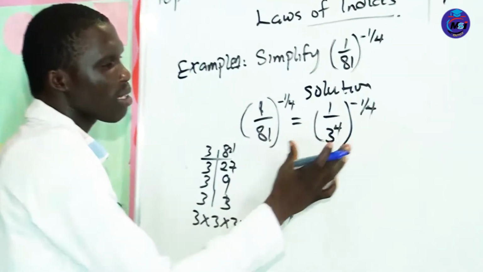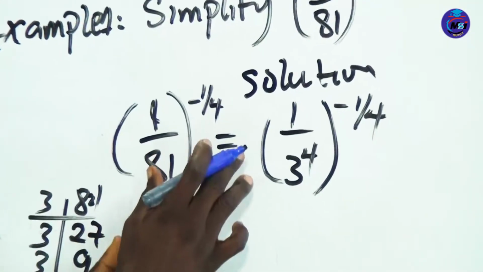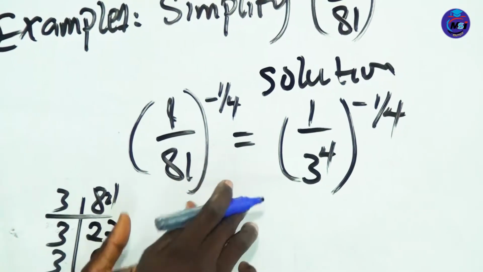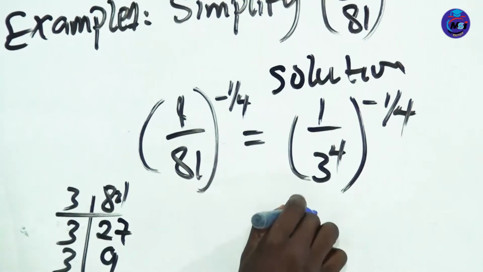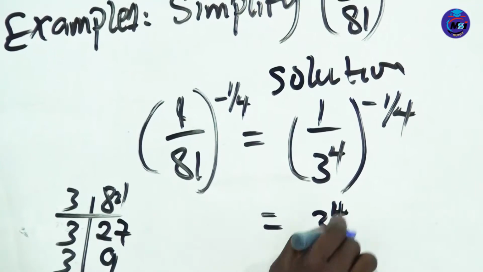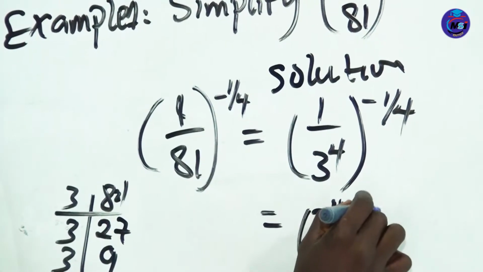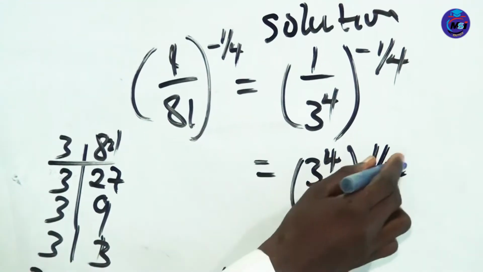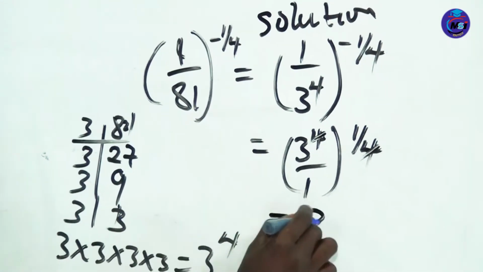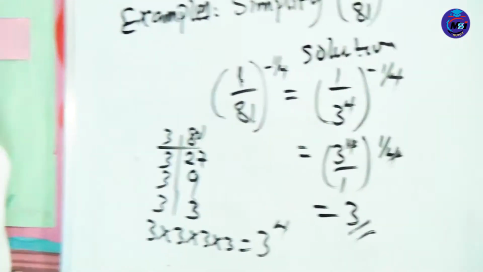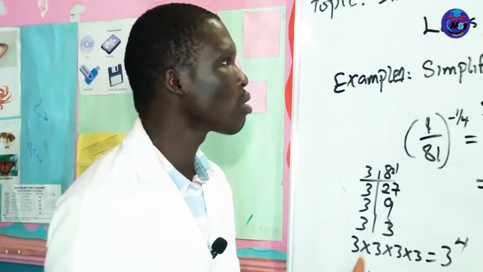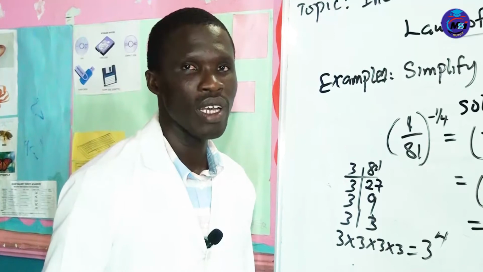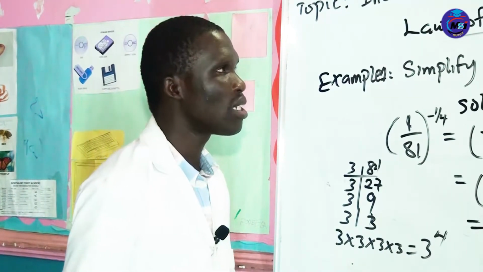Now, if you apply the law of reciprocal, something will happen here. And what is that? You are going to have 3 raised to power 4 over 1, then 1 raised to power 4. This 4 will cancel this 4. You are left with 3. So if you apply these laws of indices, you can solve any question. Now let's go to the next part.